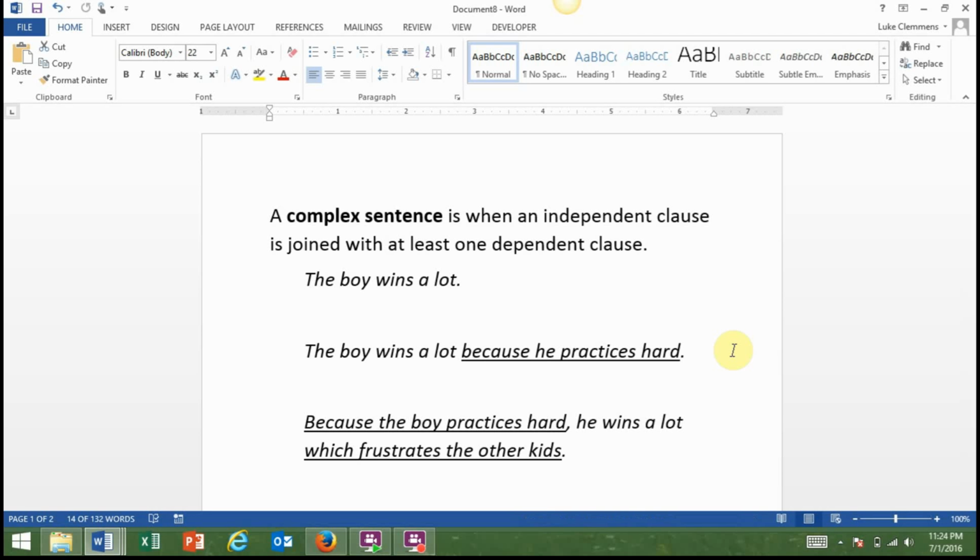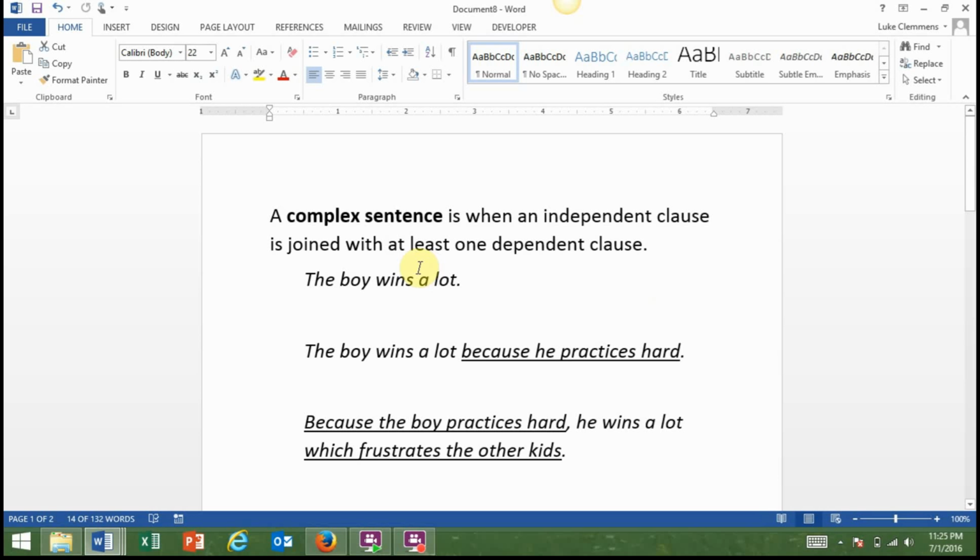We've talked about simple sentences, we've talked about compound sentences, and so today we're going to talk about complex sentences and then compound complex sentences. So basically, a complex sentence is when an independent clause is joined with at least one dependent clause.